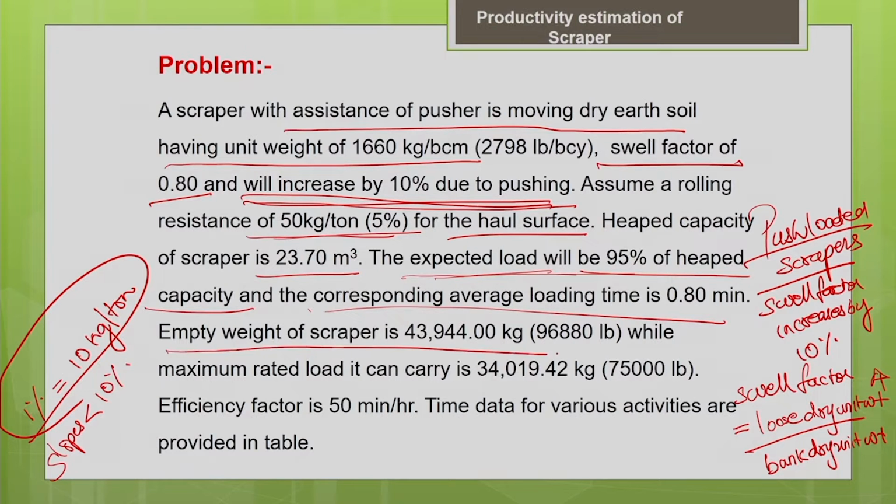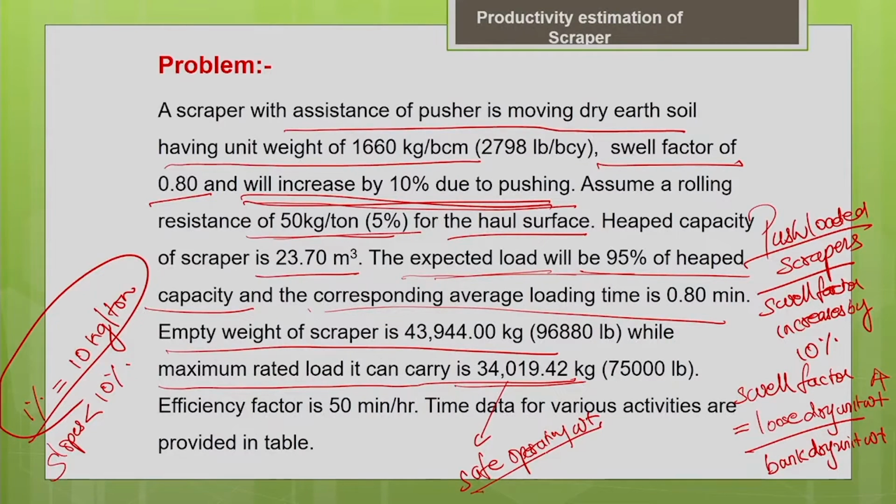The empty weight of the scraper is given in kg. The maximum rated load it can carry is 34,019.42 kg. That means this is the safe operating weight of the machine. For every machine, the safe operating weight is given by the manufacturer. We are not supposed to load the machine beyond its safe operating weight, as that will affect the structural frame of the machine. It will abuse the machine and affect its safety.